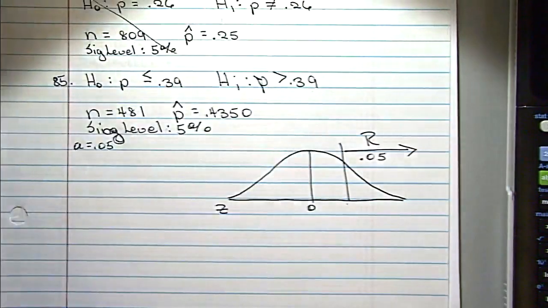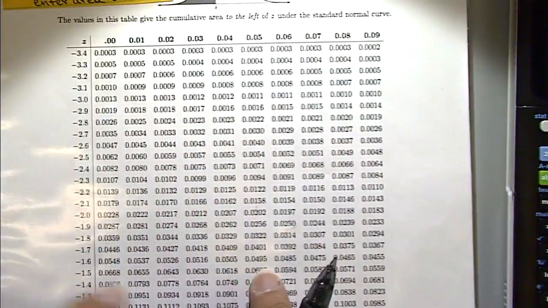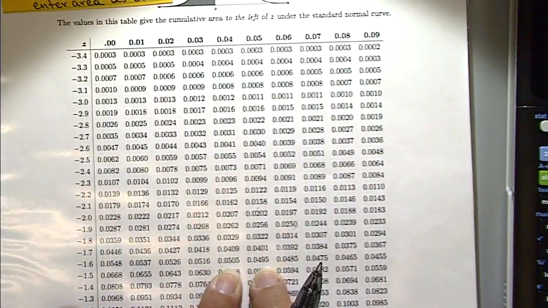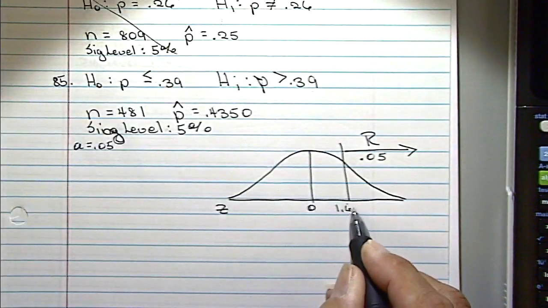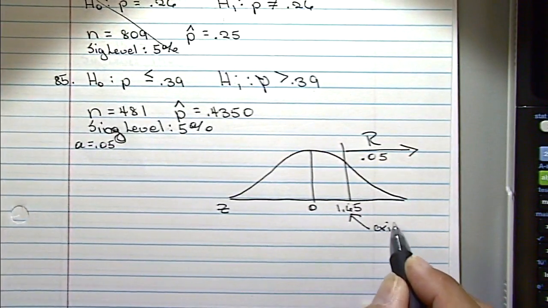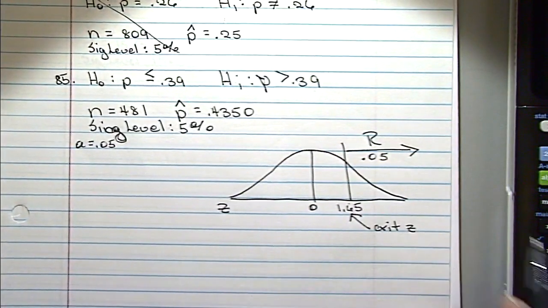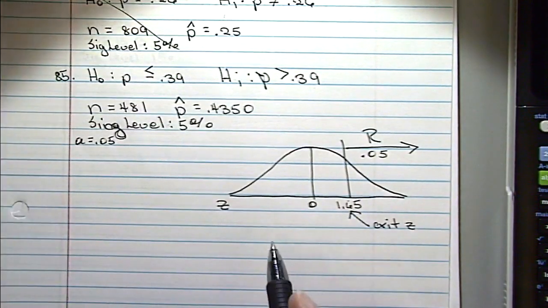So I go to the z table, and I go over here to 0.05, and it's between these two numbers, 1.64 and 1.65. I think we did this once before. We'll just use 1.65, and once again, that is my critical z, or critical value for z, or the cutoff value, or whatever you want to think of it as.